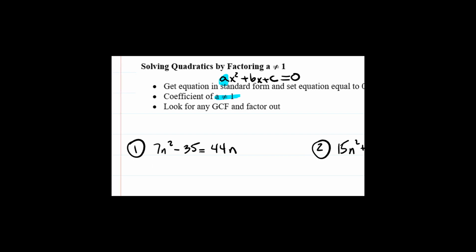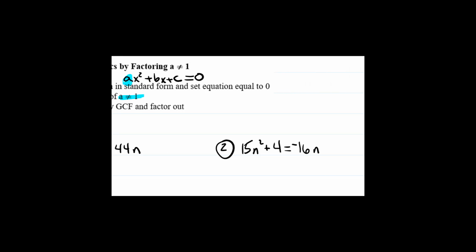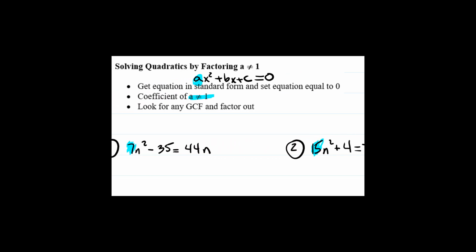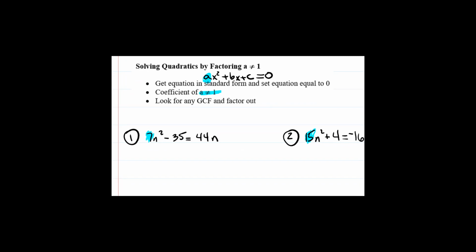Like here in example 1, we're going to have a 7 for the a value. So we've got to think about numbers that can multiply to get 7. In example number 2, we're going to have to think about numbers that multiply together to get 15. That one's going to be a little bit more challenging because we have more options. And in example 3, we've got to think about factors that will give us a product of 3. So when we do these factors that we'll be looking for, that first number is always going to be positive. You don't have to worry about that being negative.